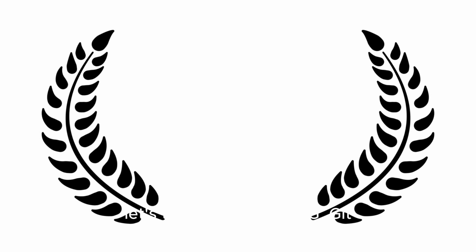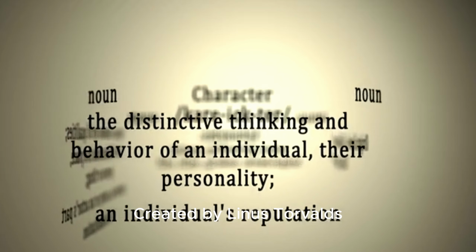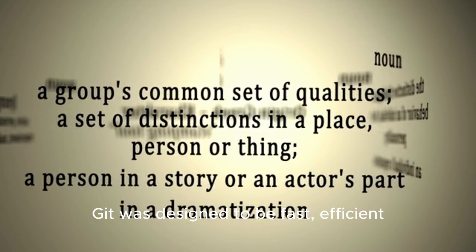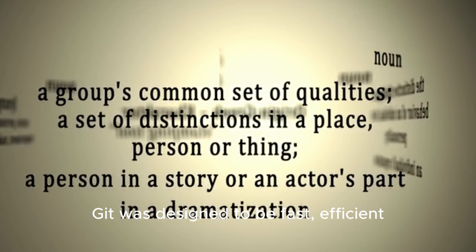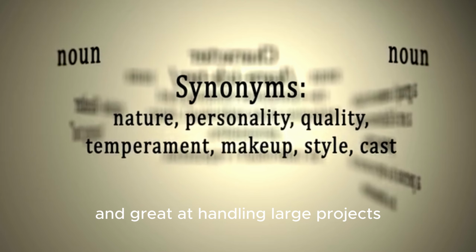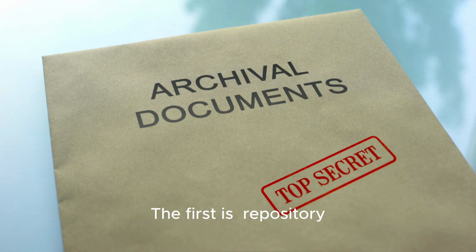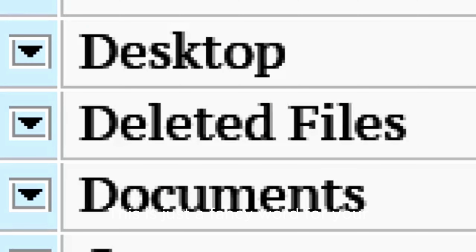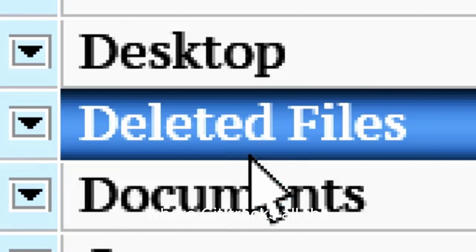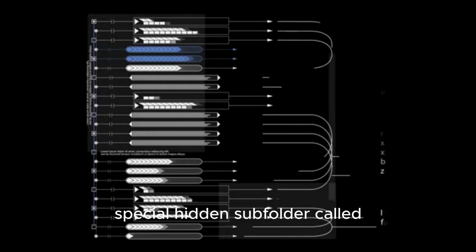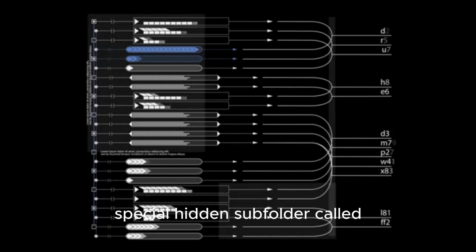Now, let's talk about the big G: Git. Created by Linus Torvalds, the same genius who created the Linux operating system kernel, Git was designed to be fast, efficient, and great at handling large projects. When you start with Git, you'll hear a few key terms. The first is repository, or repo for short. This is just a fancy word for your project's folder, where Git tracks all the files and their history. This history is stored in a special hidden subfolder called .git.